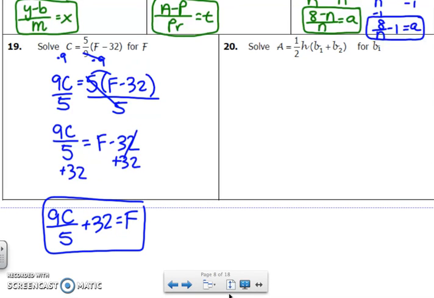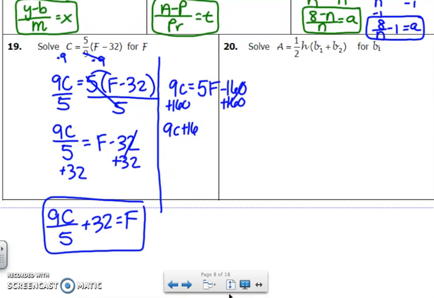Okay, if we distributed, we would have gotten, let me see, 9c equals 5f minus 160, I believe. Then I would have to plus 160. So 9c plus 160 equals 5f, and then divide by 5. So either one of these answers would be right for that problem.